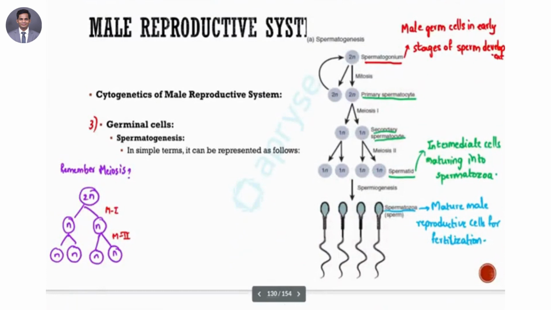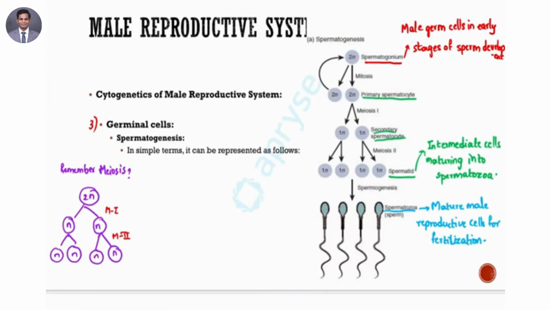If you can see the picture here, you can take a look at the diagram in your handout. The very first step is that we start with something called the spermatogonium. This is the first step of spermatogenesis. Spermatogonium, or in plural spermatogonia.